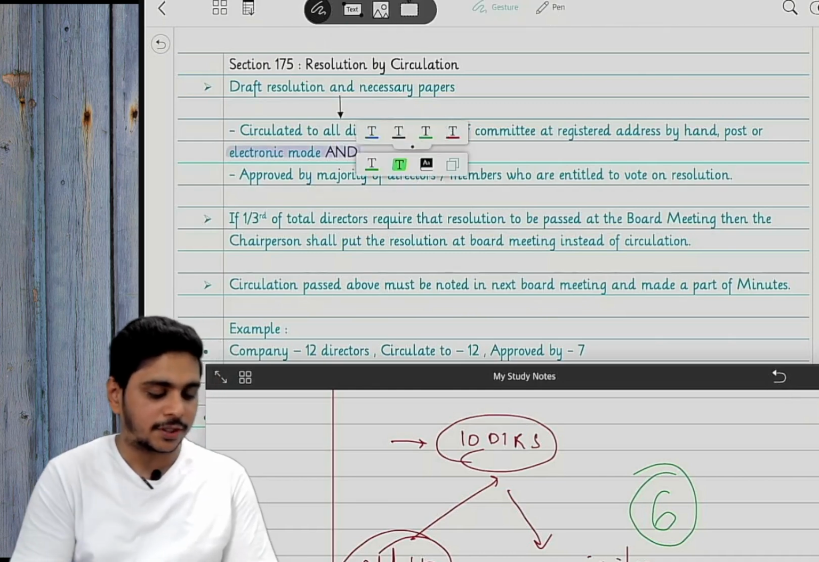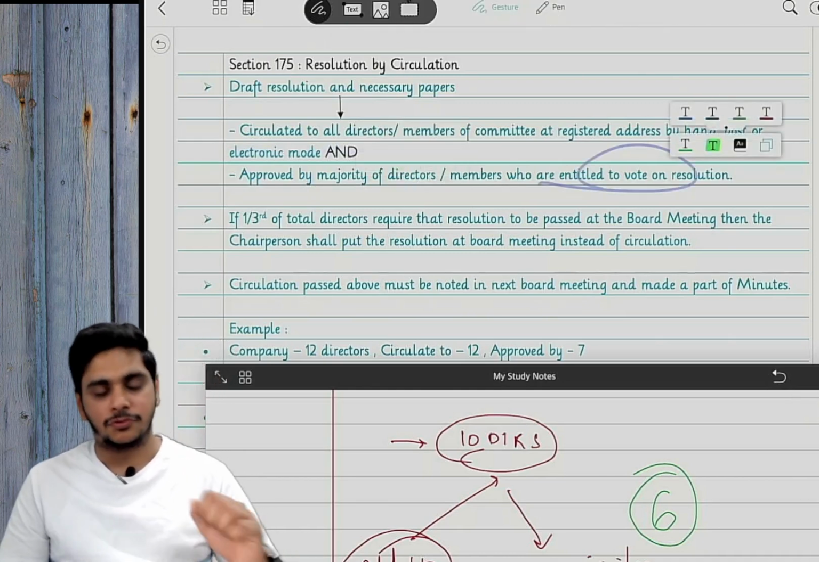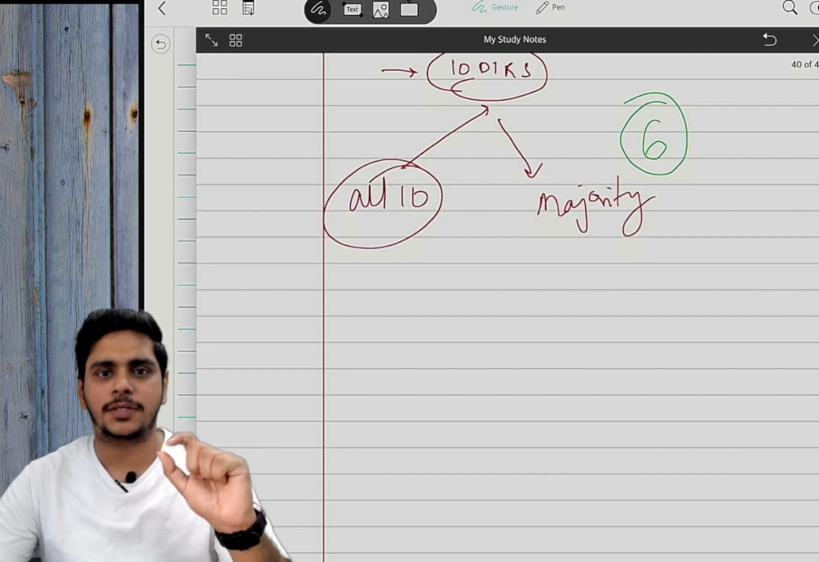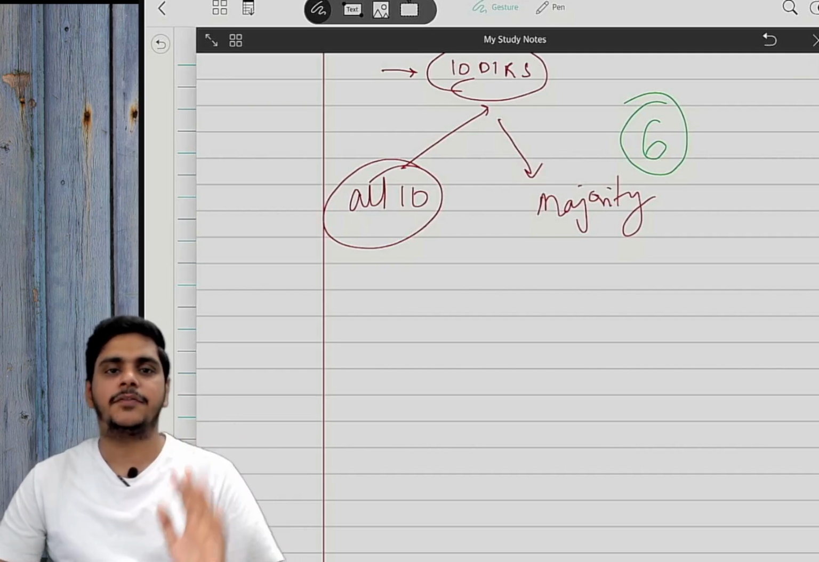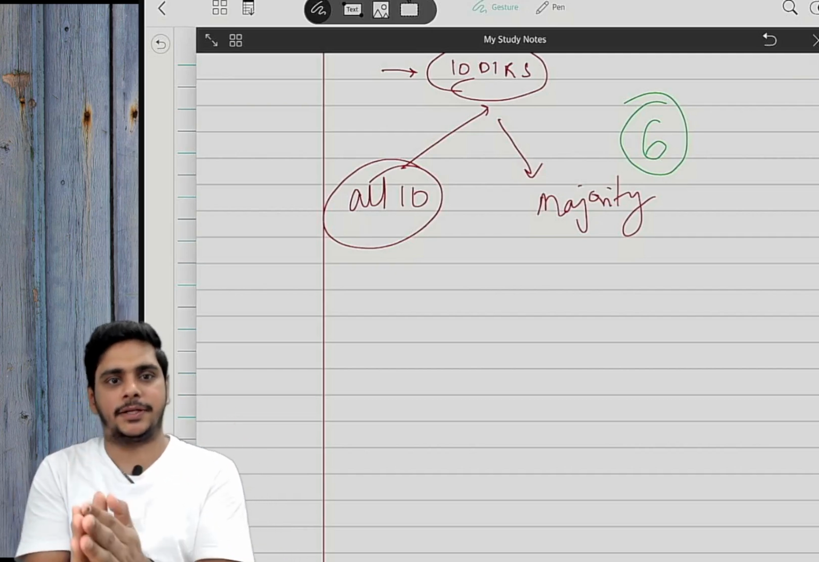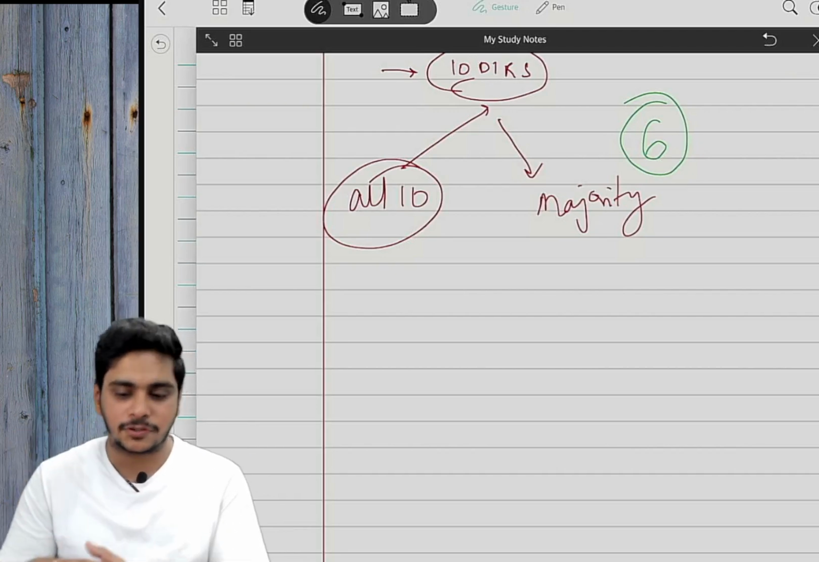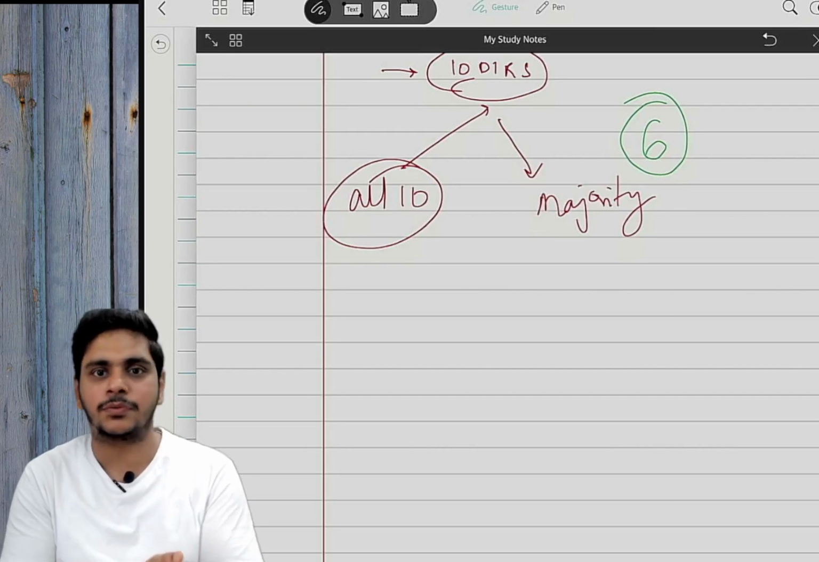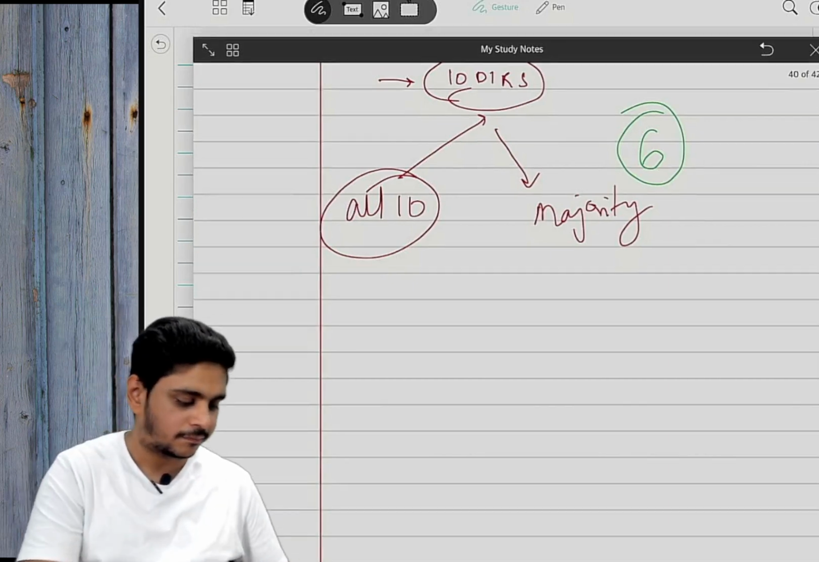Approved by majority of directors who are entitled to vote on the resolution. Who are entitled to vote on the resolution, I'll be teaching you some concept also. Just understand, if there are 10 directors, you will send to all the 10 directors, and out of that, majority will be approving. So out of 10, the majority will come at 6, so 6 will give the approval.